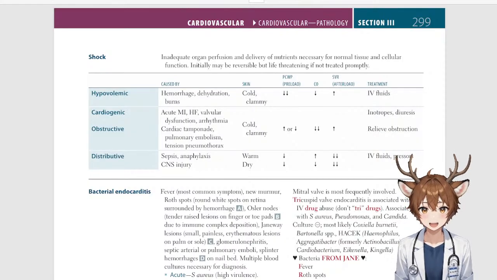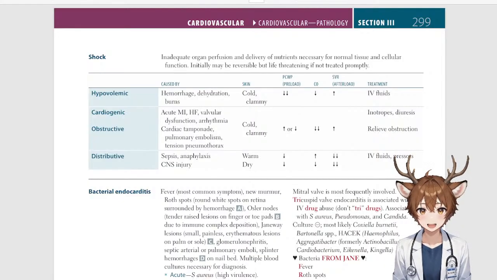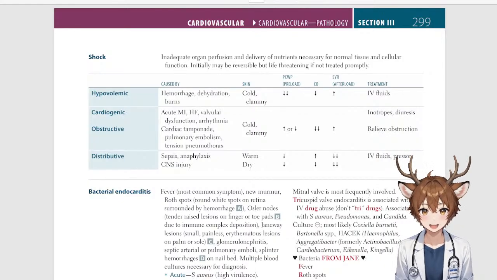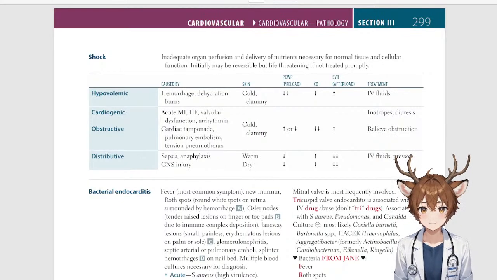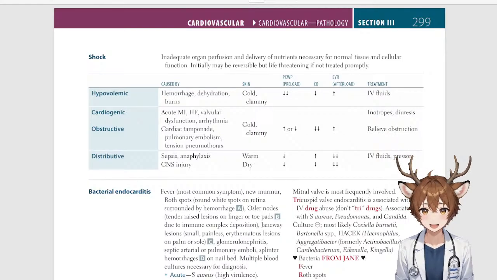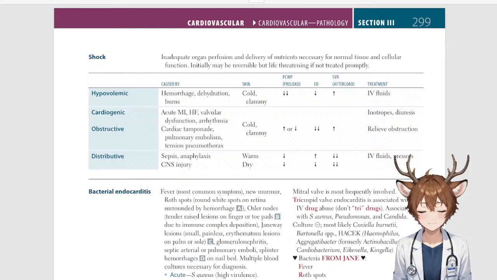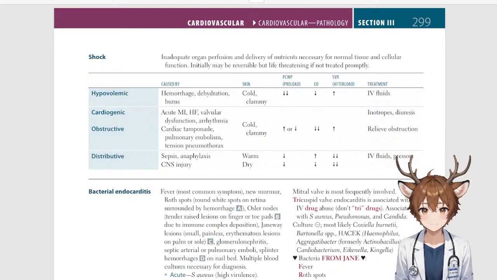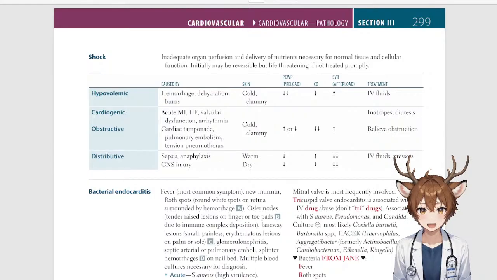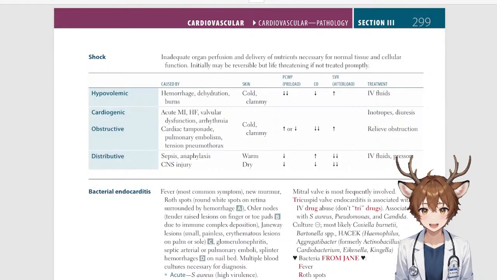Wide complex tachycardias. Wide QRS complex greater than 120 milliseconds. Slow ventricular activation outside of normal ventricular conduction system. Tachycardia originates below the AV node, ventricular arrhythmia. So what are the wide complex tachycardias? We have ventricular tachycardia, torsades, and ventricular fibrillation.